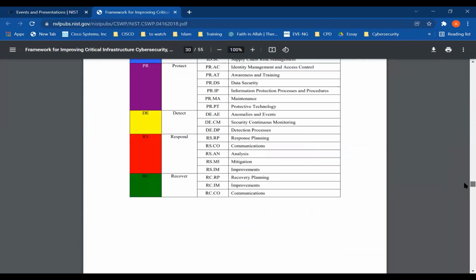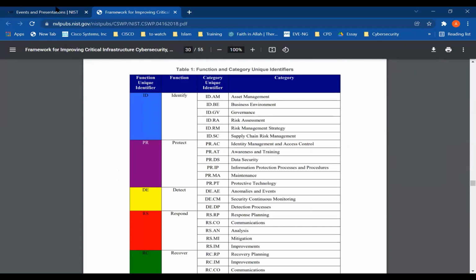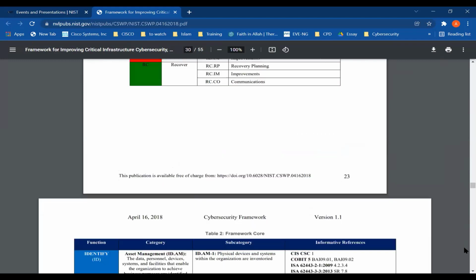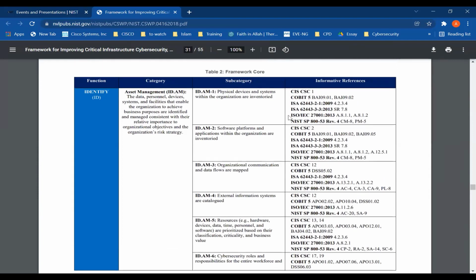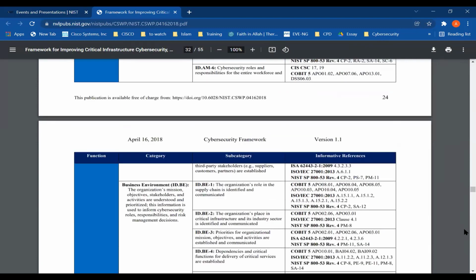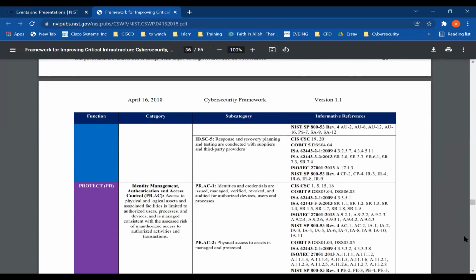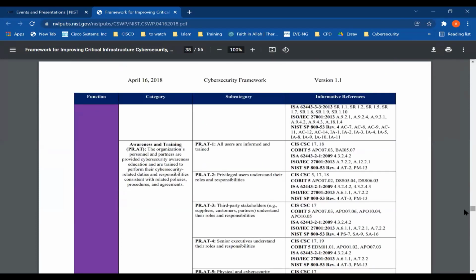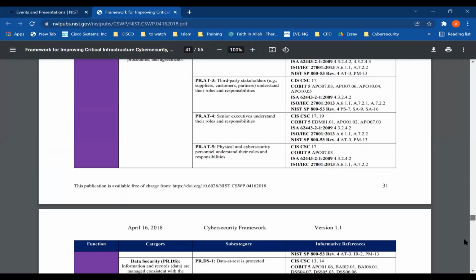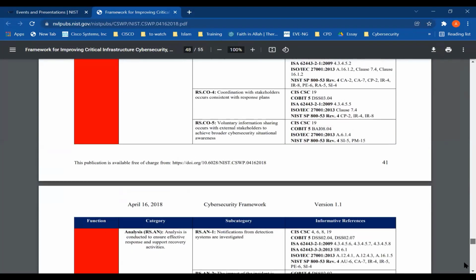And they're going to tell what the function and category are, and what you will do in each function. They'll talk about identity, asset management, subcategories, and informative references, how you can do it. So it's a complete framework. Please download this document. It is very important. Try to download it, so you'll understand what I'm doing, why I have to learn CEH, so that I can follow and understand the government and the standard publications framework.